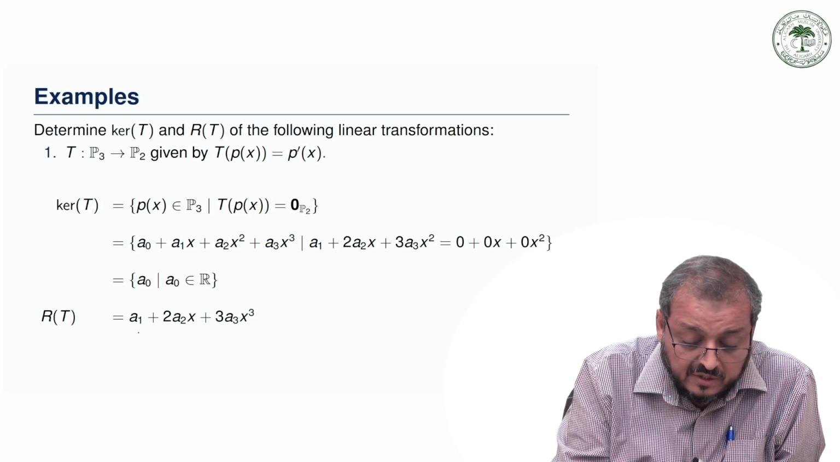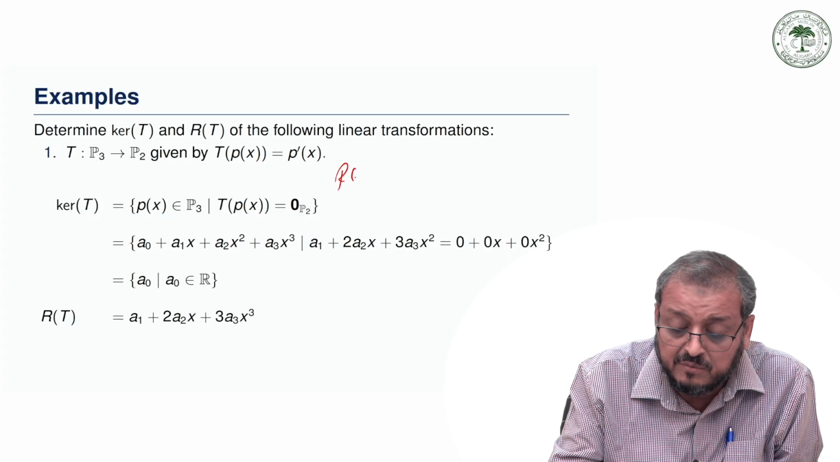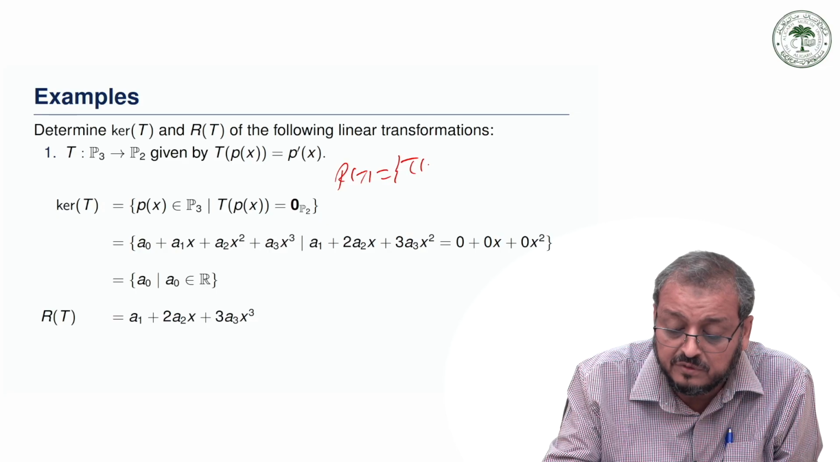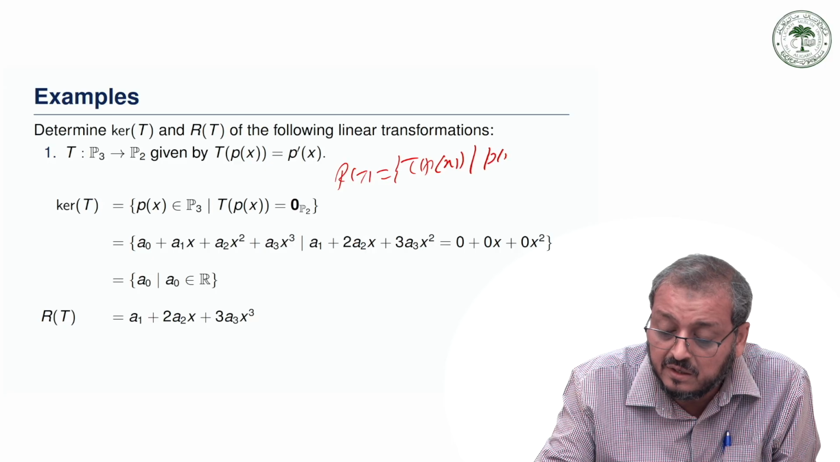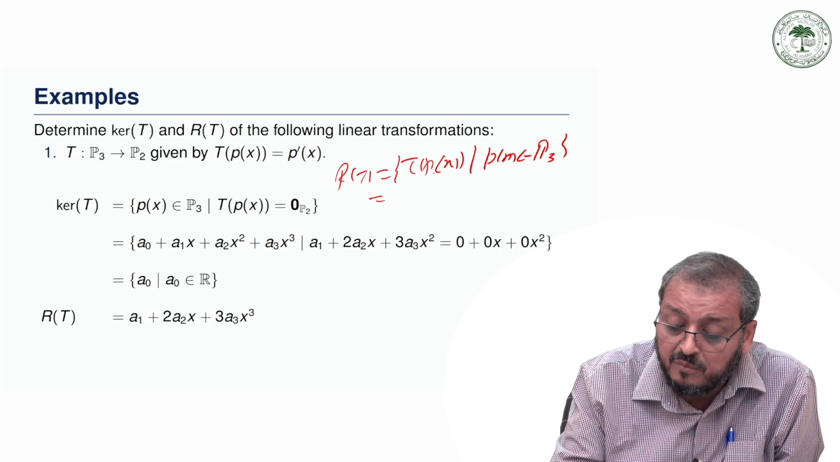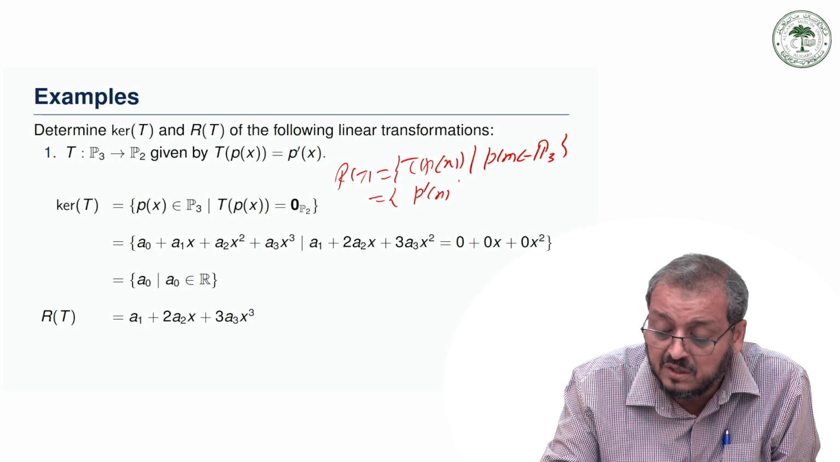Now R(T) is nothing but the set of T(p(x)) such that p(x) is an element of P3. In this form, T(p(x)) is equal to p'(x), so it is the set of p'(x) such that p(x) is an element of P3.